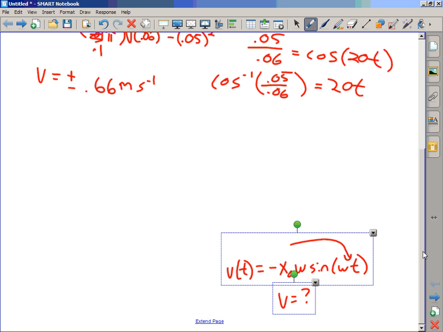That gives you some answer, right? What does that come out to, please, in radians here? What does this come out to in radians?